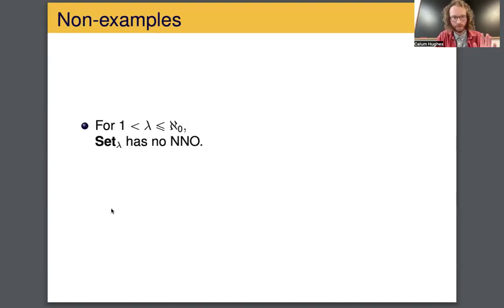Okay, to give some non-examples, as I said before, if we have a cardinal that is less than or equal to Aleph naught, then this category of sets of cardinality less than this has no natural numbers object. And similarly, if lambda was not a strong limit cardinal, then we don't have Cartesian closure.